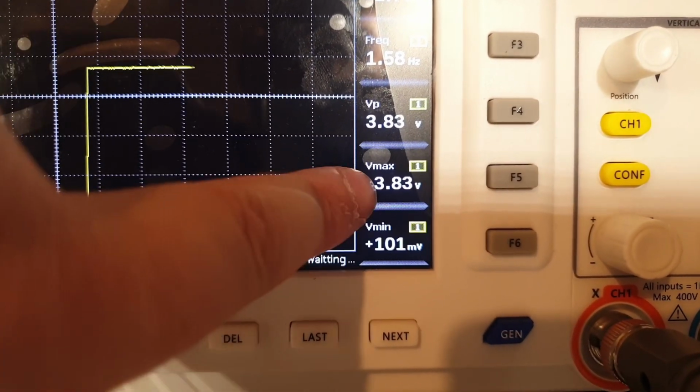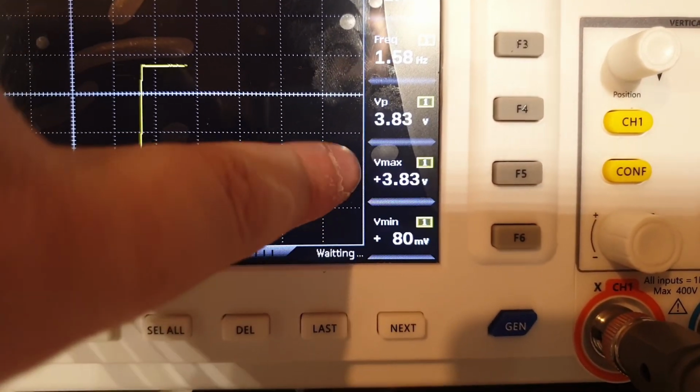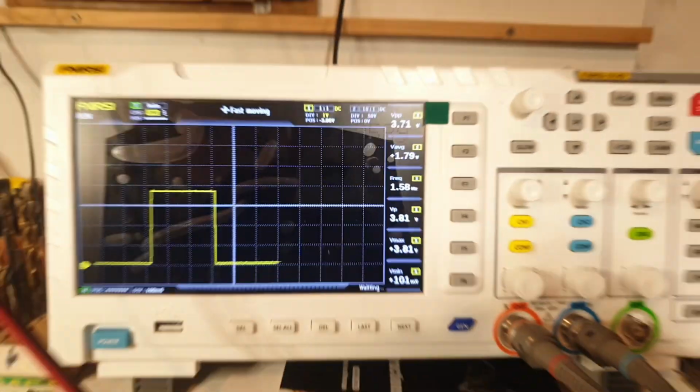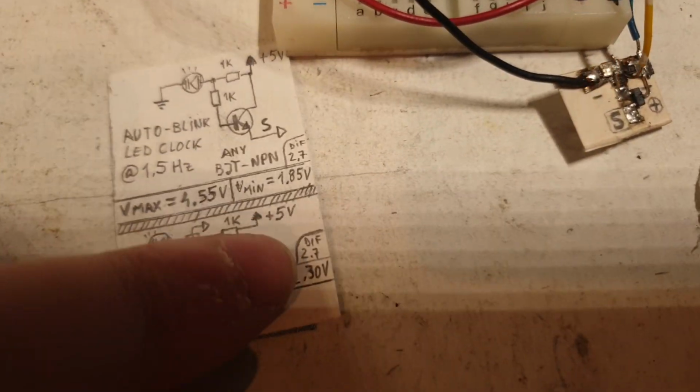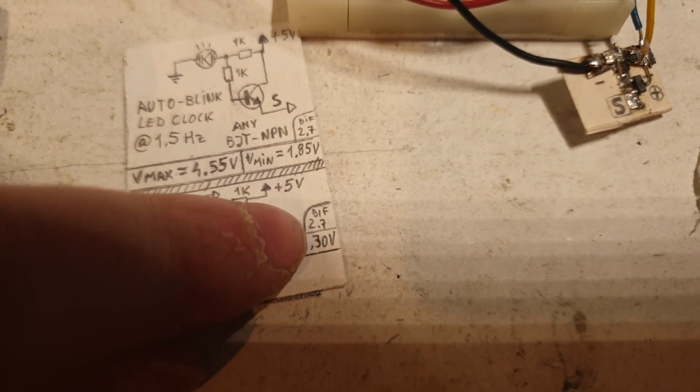So this number minus this number equals 3, almost 4. Yeah, it is 4. So 3.7, let's say 3.7 here when it is 3.8. Compared to 2.7, a 3.7 difference is 1 volt up, and it's good.